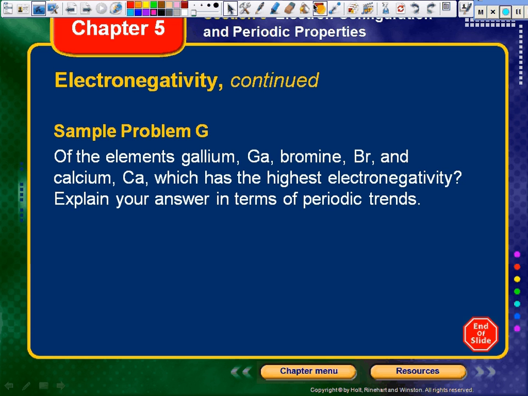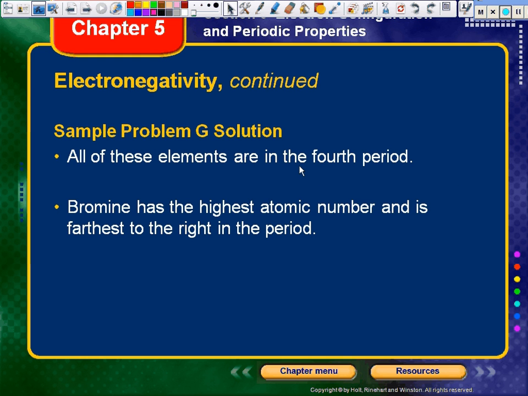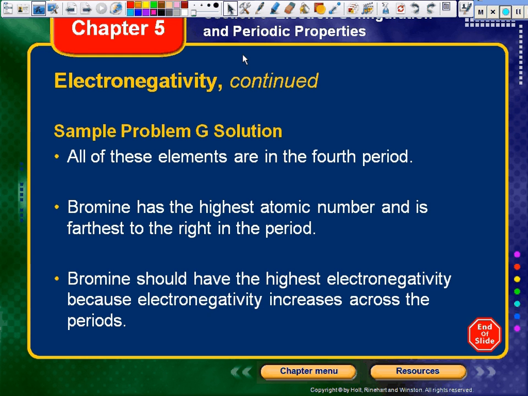Bromine has the highest atomic number and is farthest to the right. We know trend-wise, as we move left to right, our electronegativity goes up. So bromine should have the highest electronegativity because electronegativity increases across the periods. And also what? Nope. What is it closest to? It's closest to fluorine. There's your other possible trend. And that is the end of chapter 5.